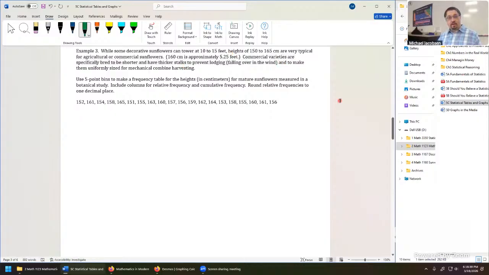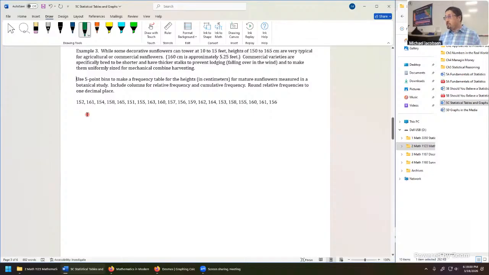And also, if they're going to harvest them, if they're uniformly sized, then it's easy to harvest the seeds through mechanical combine harvesting. So this is the overall context of the problem. And now we have data. It's looking like this is more and more quantitative, but if they're measurements, we want a unit. So let's keep on reading.